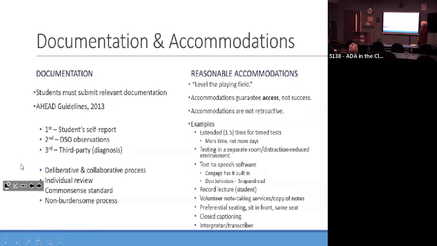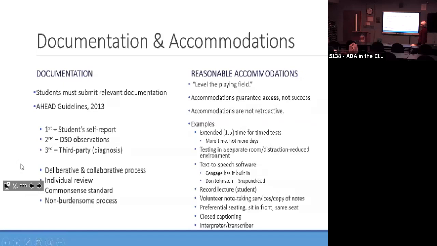Okay, so the whole point of reasonable accommodations is to level the playing field, not to give a student an advantage. It's actually to make up for a disadvantage, right? And again, there's that statement: accommodations guarantee access, not success.